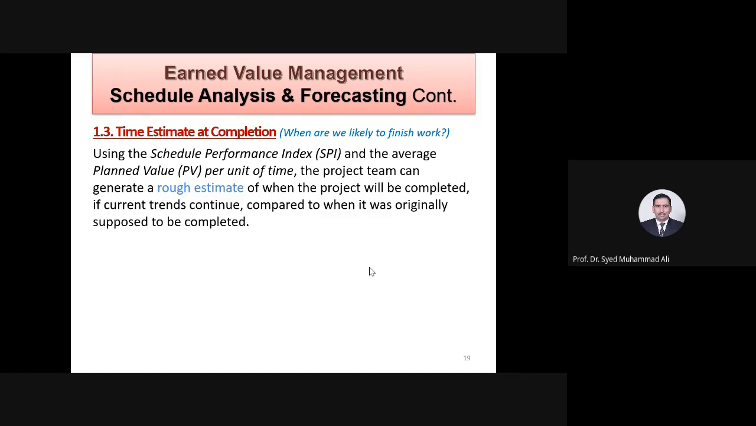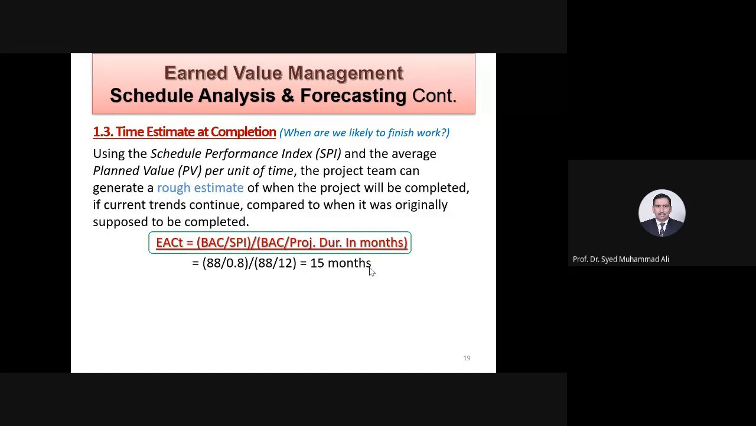Time estimation at completion. This is the formula. When you put the values into it, 88 by 0.8, 88 by 12. So your project, which was supposed to be completed in 12 months, now the data shows it will be completed in 15 months. Please keep in mind the numbers you have calculated are from your actual values of today, 8th June 2021. Based on that, the forecast is 15 months.